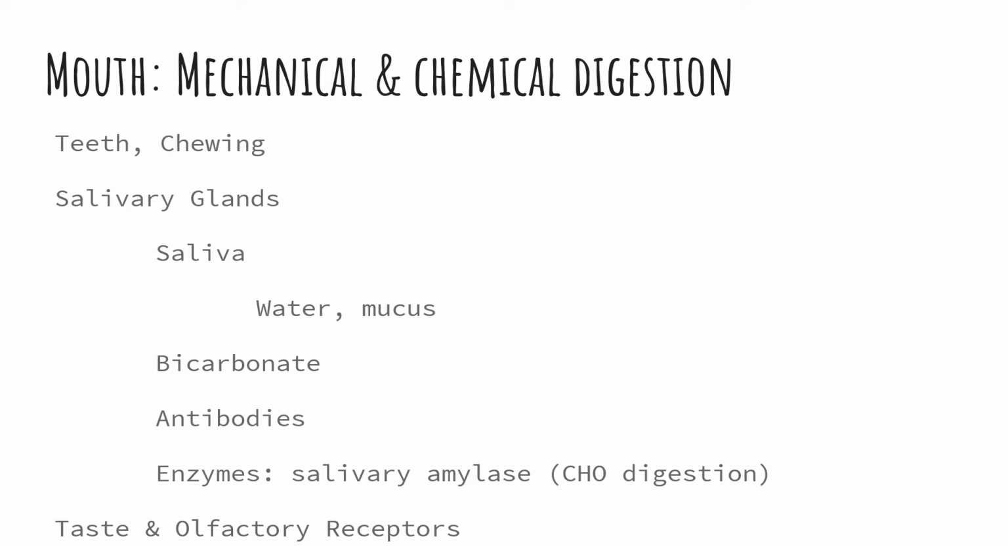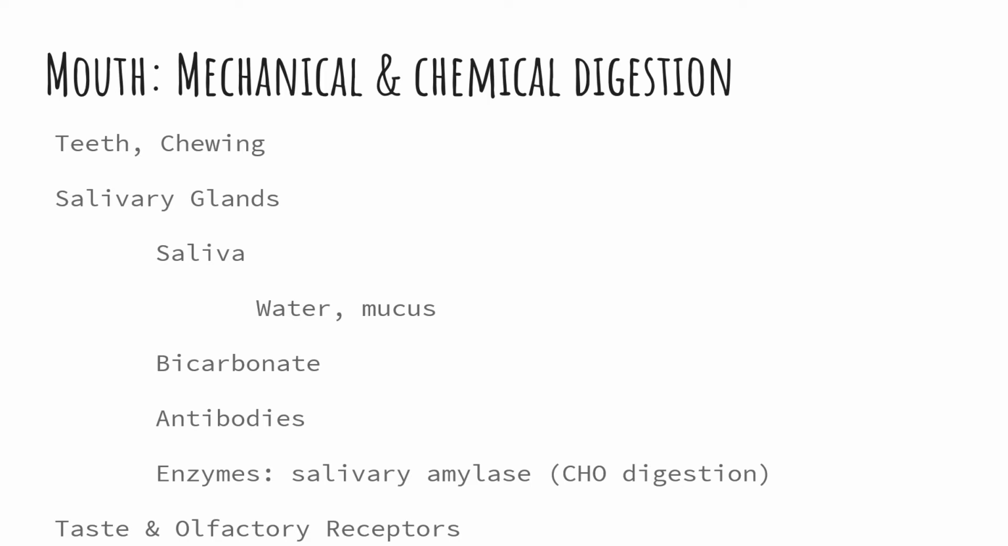Again, we have the salivary glands, and the salivary glands produce more than just saliva, or I should say, they produce saliva which contains water, mucus, bicarbonate, antibodies, enzymes, and chief among those enzymes is salivary amylase. There is also a salivary lipase. So amylase being for sugars and lipase being for fats. So very beginning phases of digestion happening in the mouth, and primarily mechanical digestion.